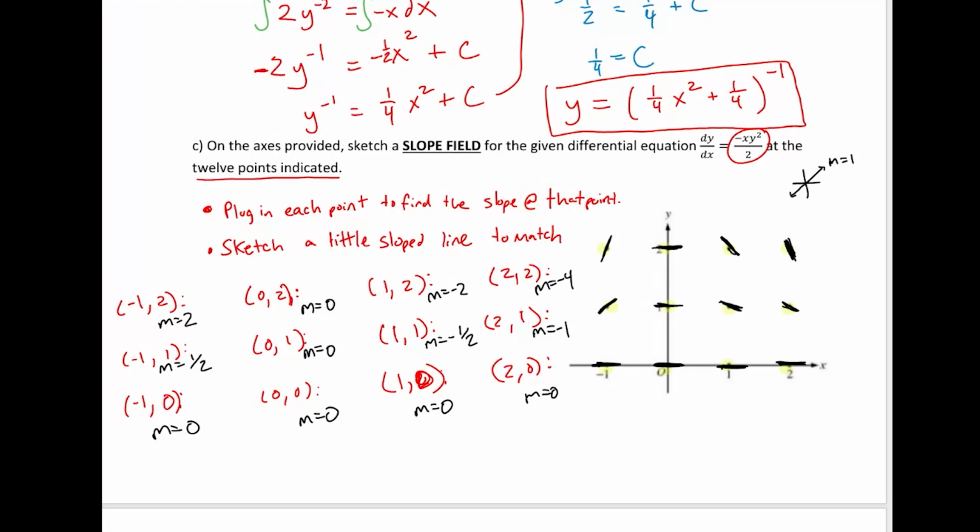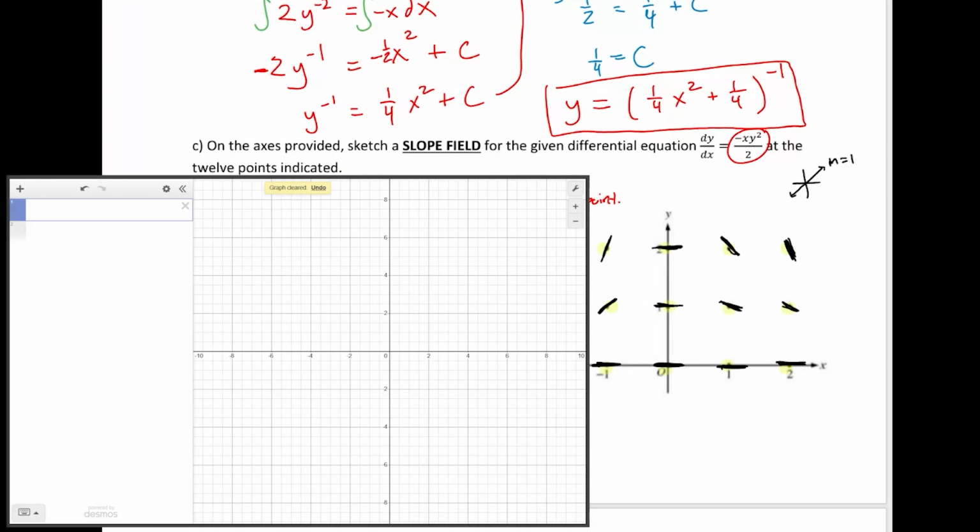Now, maybe I should take a minute here and open up Desmos and just show you. Let's put in this equation. And we know what the actual equation for y is. It's y equals, the one we got in part B, (1/4 x squared plus 1/4) all to the power of -1. So you get this kind of weird looking function.